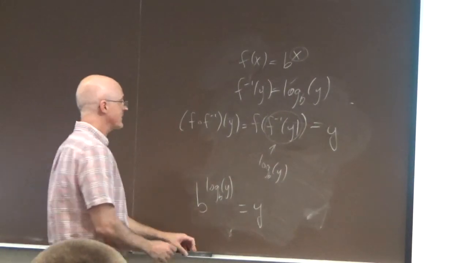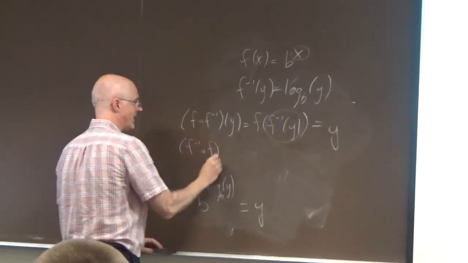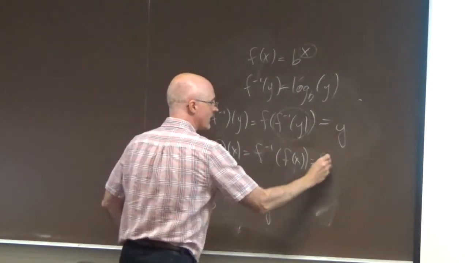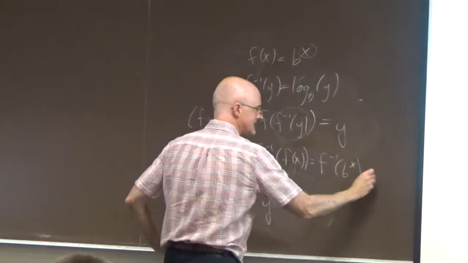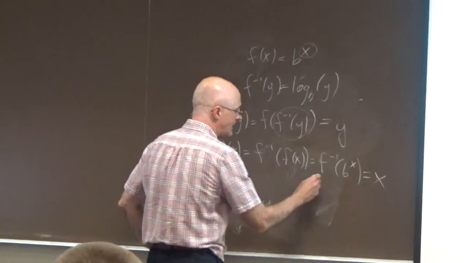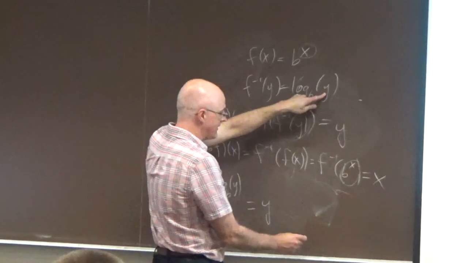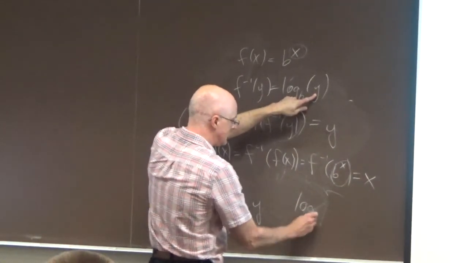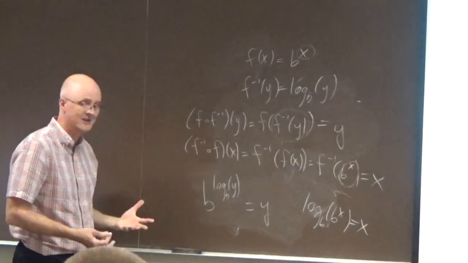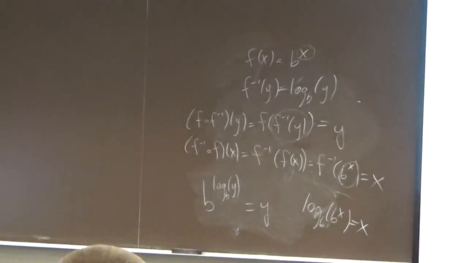The other one is for the other composition. f inverse compose f of x is f inverse of f of x, f inverse of b to the x, better equal x. It will equal x because f inverse is the inverse of that. But what does this mean? Well, what's the inverse function? It's log base b of y. Plug in b to the x in place of y right there. This is equivalent to log base b of b to the x equals x. They're inverse functions. They undo each other. That's why these equations are true by definition. They are true.